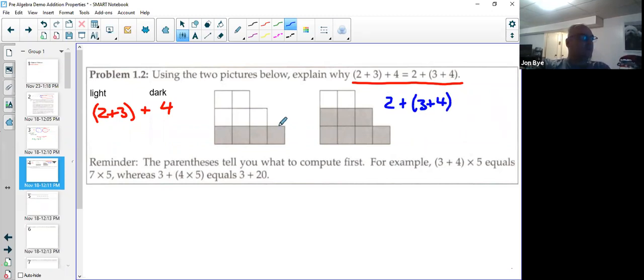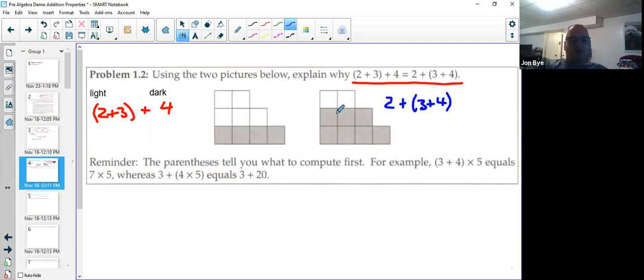Both sides have the same amount of squares. There are 9 squares on both sides. But we can add them differently. We can add the light squares first, 2 plus 3, and then add the 4 dark squares. Or we can start with the 2 light squares and add the dark squares first, 3 plus 4, and get 7 dark squares, then add the 2 light squares on, and we get 9. Whether we add the light squares first or the dark squares first, the total number of squares is still 9.